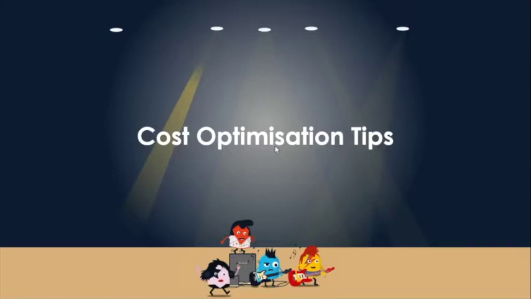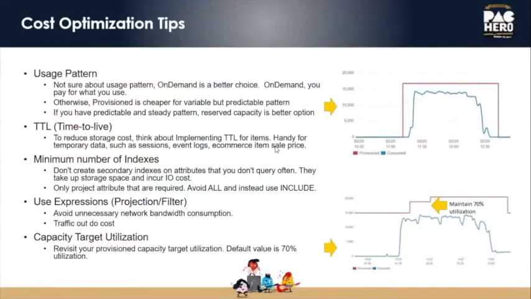The first one is usage pattern. This is quite common; you will read this in different posts. They talk about the usage pattern. If you're not sure how your DynamoDB table will be used or how it will be accessed, use on-demand capacity. Basically, you only pay for what you use. In that sense it's good, because if you're not using it at nighttime, you're not paying for it.